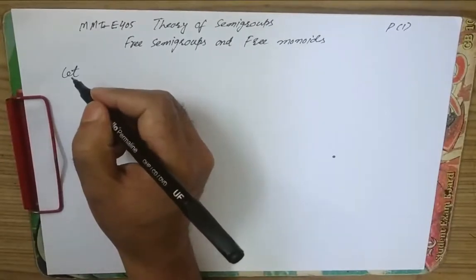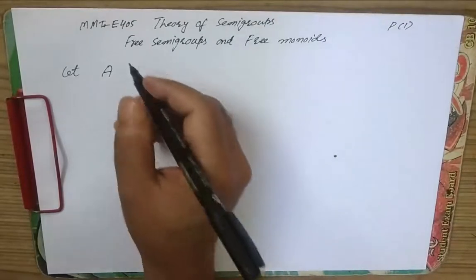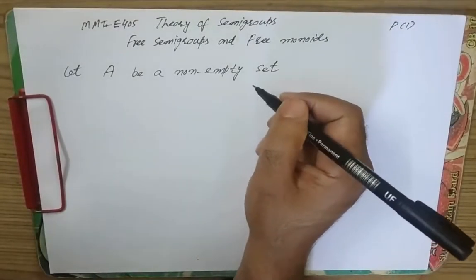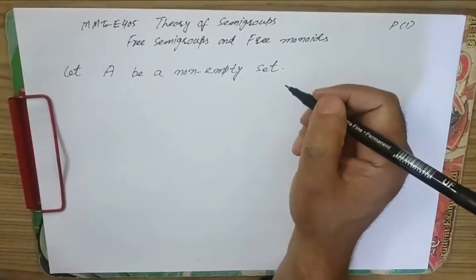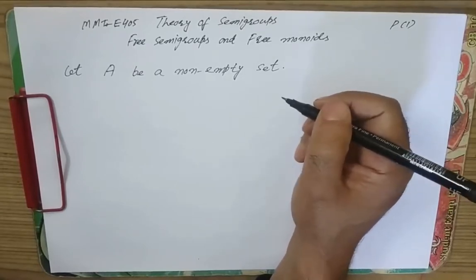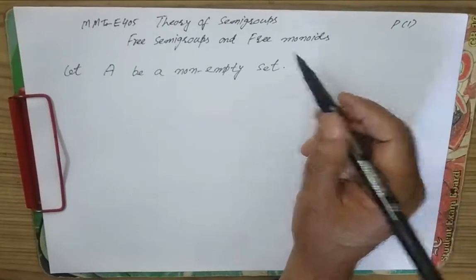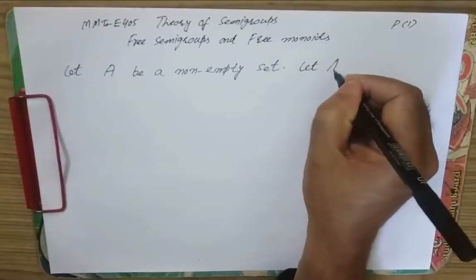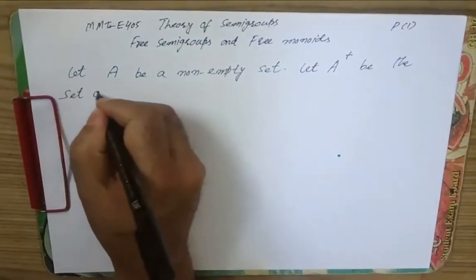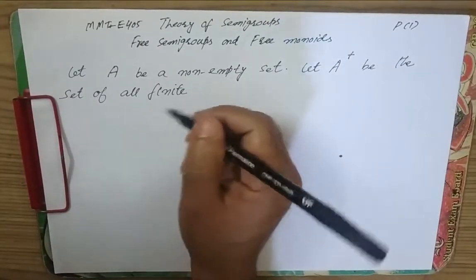Let A be a non-empty set. Now let's denote by A plus, that's the notation, the set of words, finite words we can say, in alphabet A, whose letters are from the set A. So let A plus be the set of all finite non-empty words.